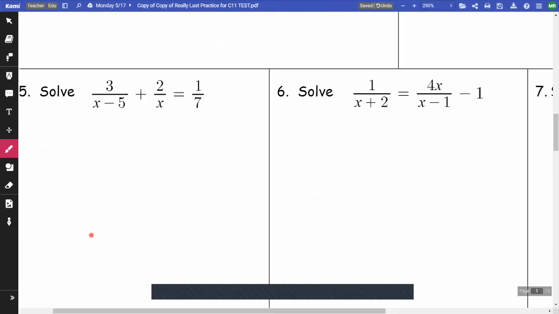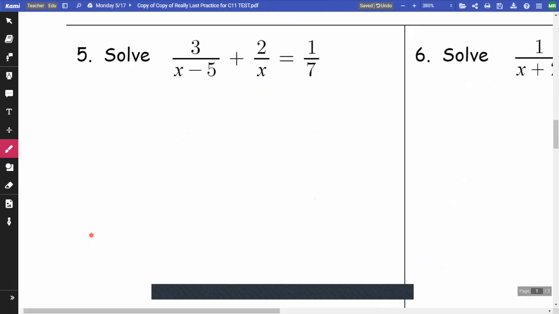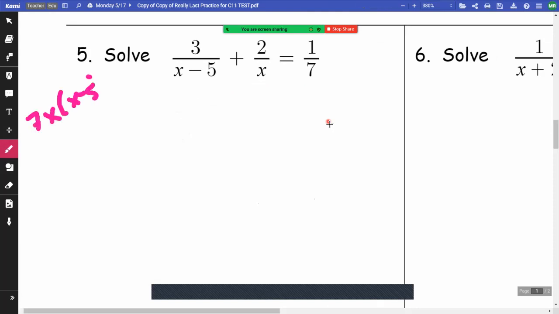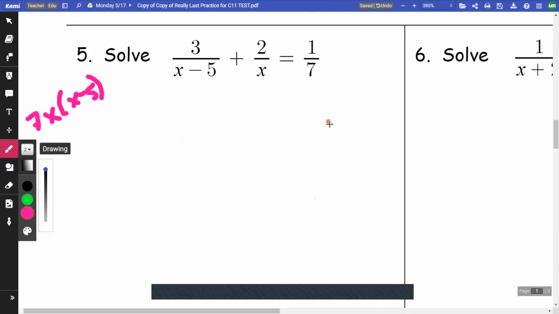Okay, so number 5. We want to clear the fractions. We want to get rid of an x minus 5, an x, and a 7. So I have to multiply everything by 7x times x minus 5. That's what I'm going to multiply everything by. So let me write this out.